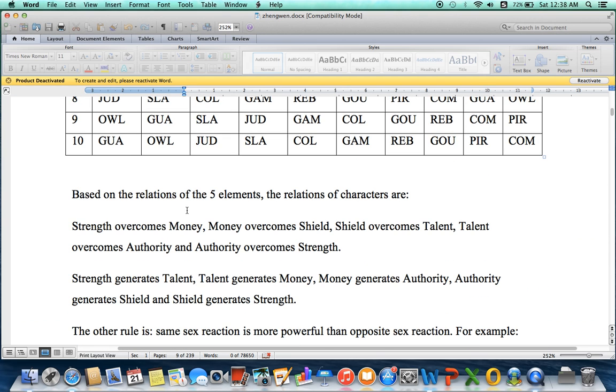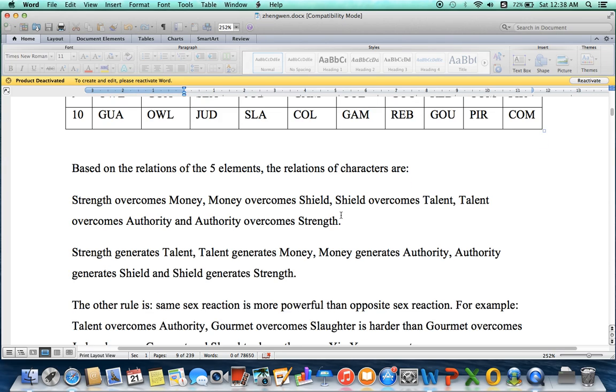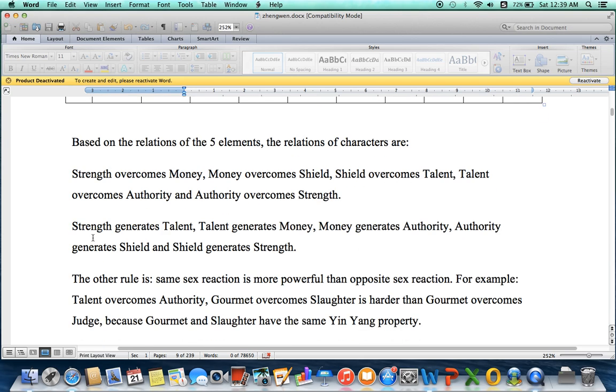Based on the relation of the five elements, there are relations between the characters. The relations are: strength overcomes money, money overcomes shield, shield overcomes talent, talent overcomes authority, and authority overcomes strength. That's the overcoming circle of the characters. And the generating circle is: strength generates talent, talent generates money, money generates authority, authority generates shield, and shield generates strength. Just remember that, just like the five elements, there are relations between the characters too.